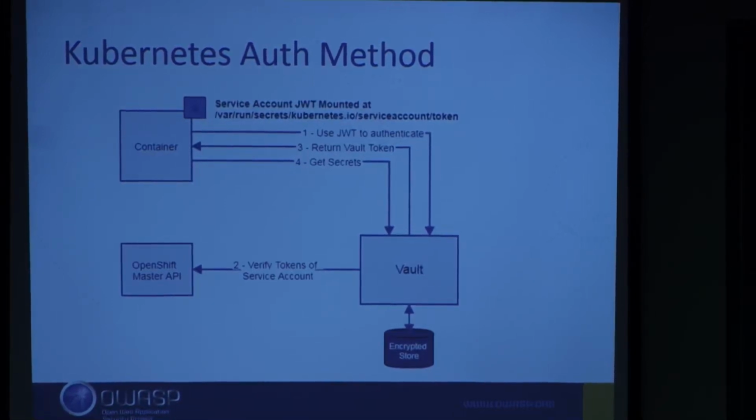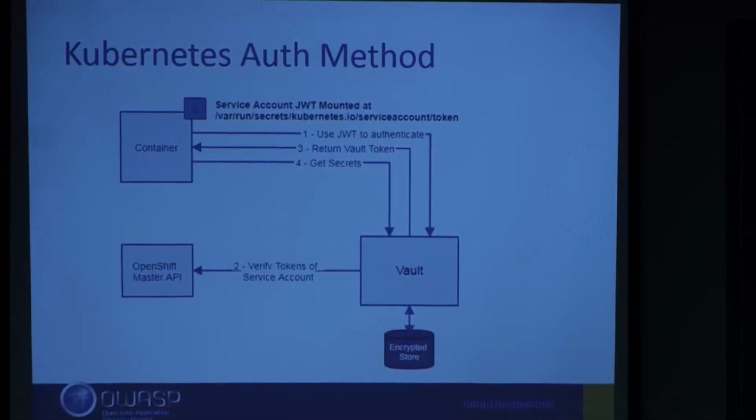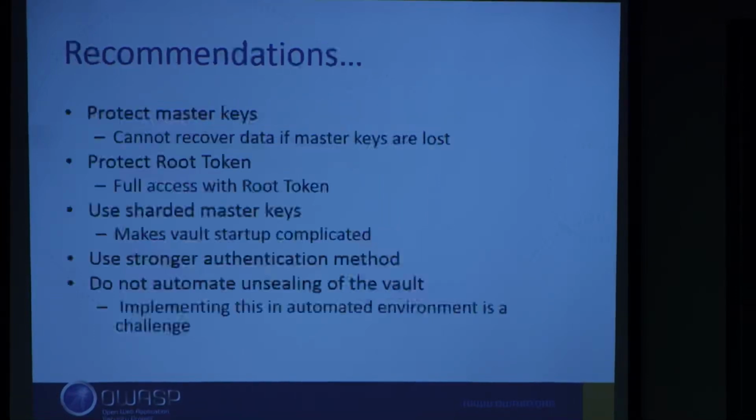Once the Vault gets that JWT, since it does not trust it, it needs to call the OpenShift or Kubernetes Master API to validate it. Once that is done, it should generate a Vault token and send it back to the container as part of step 3. After that, using that Vault token, the application should be able to request the secrets and get all the secrets which it has access to.